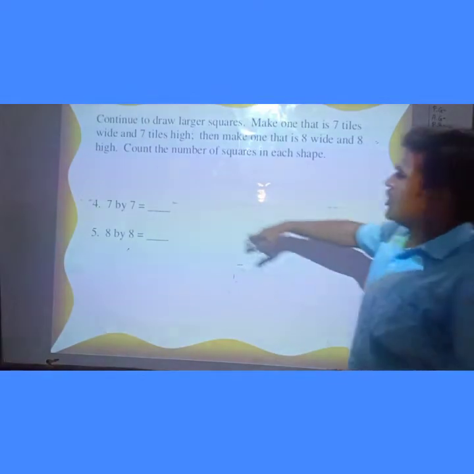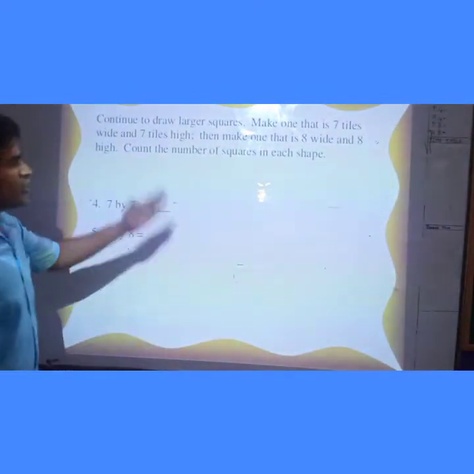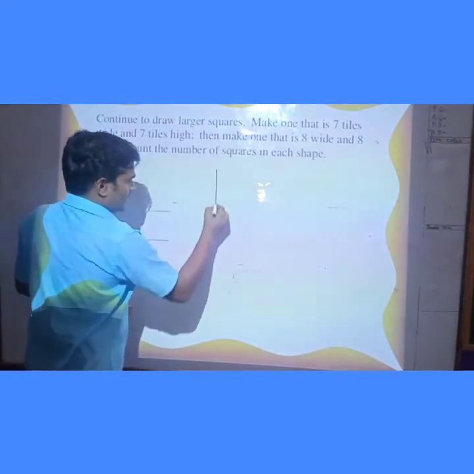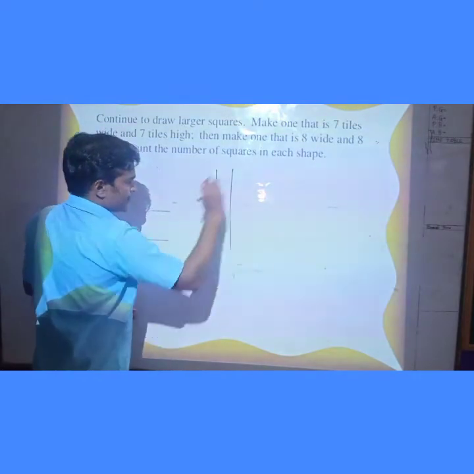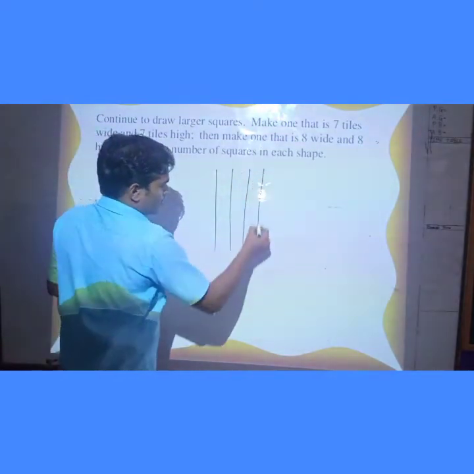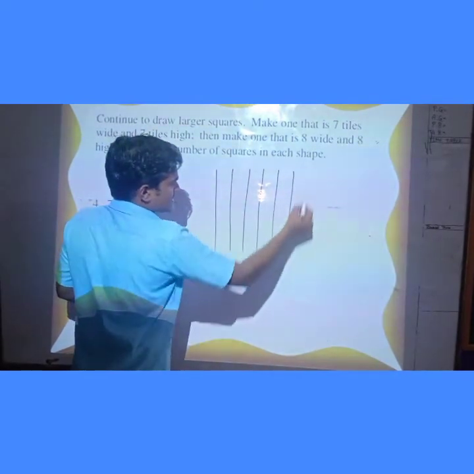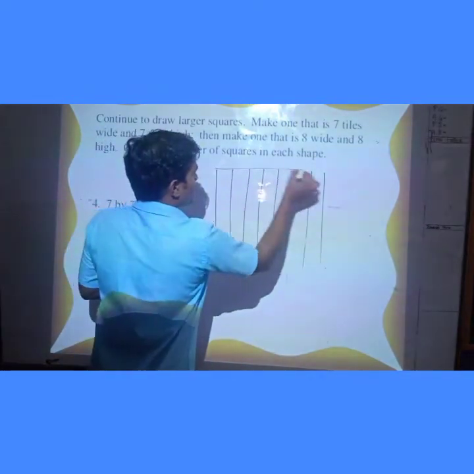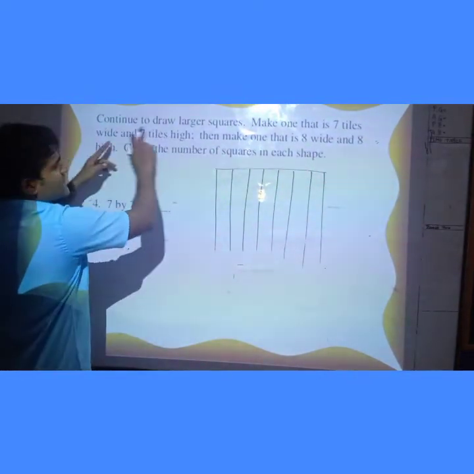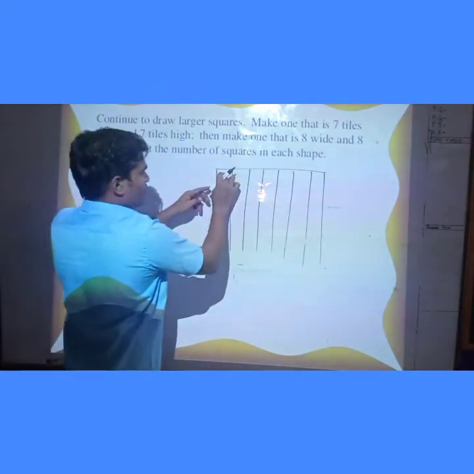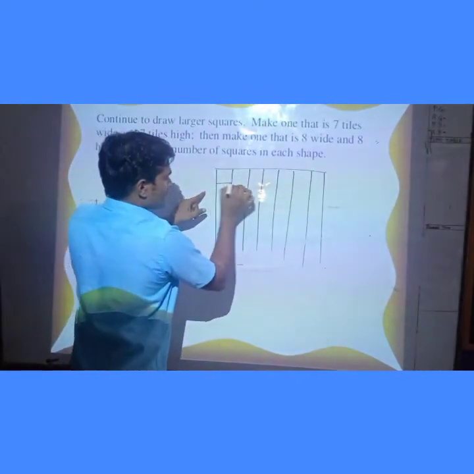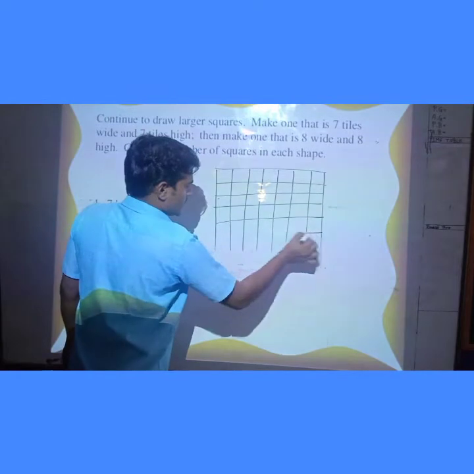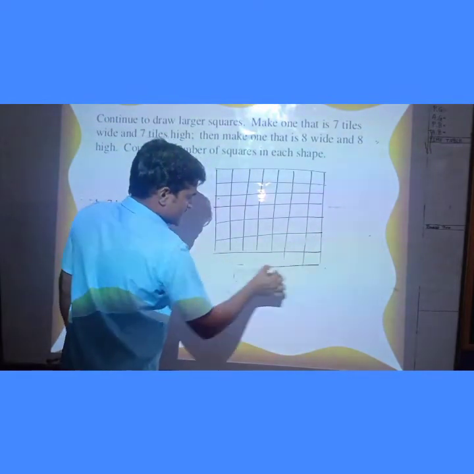Then we have to draw a large square that is 7 tiles wide and 7 tiles high. So make it 1, 2, 3, 4, 5, 6, 7. 7 is high and 7 is wide. So this is the width, 1, 2, 3, 4, 5, 6, 7, and here also 1, 2, 3, 4, 5, 6, 7.